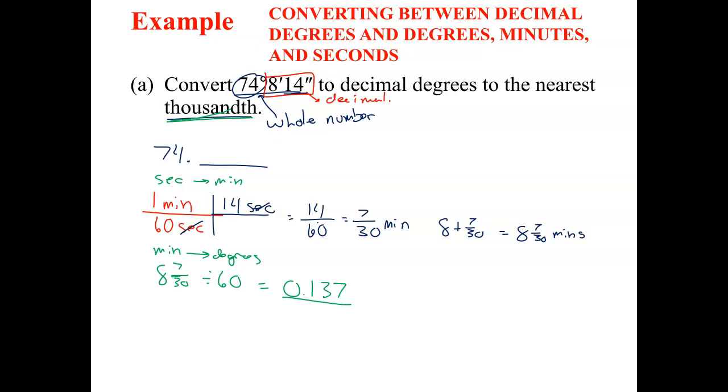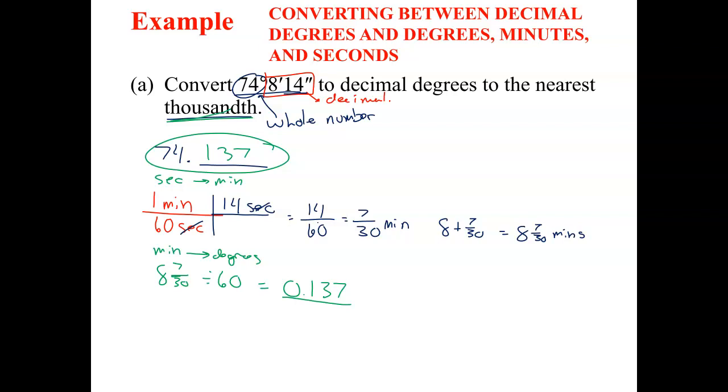So we took the seconds into minutes by dividing by 60. Take that, add it to our minutes, then divide by 60. That gives us the whole decimal value. The whole number stays the same. So if you're going from degrees, minutes, seconds to decimals: divide the seconds by 60, add it to the minutes, divide the minutes by 60, add it to the degrees. Divide, add, add.